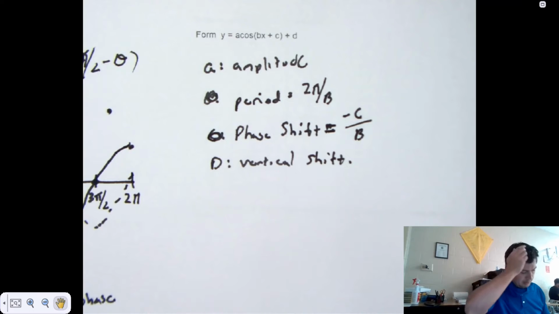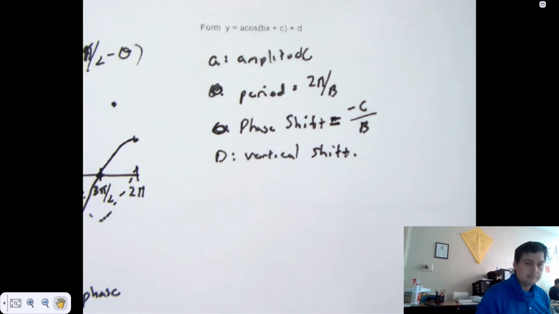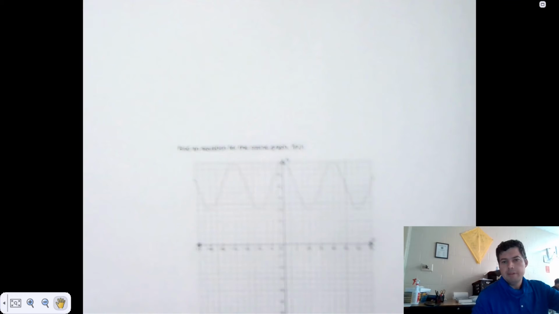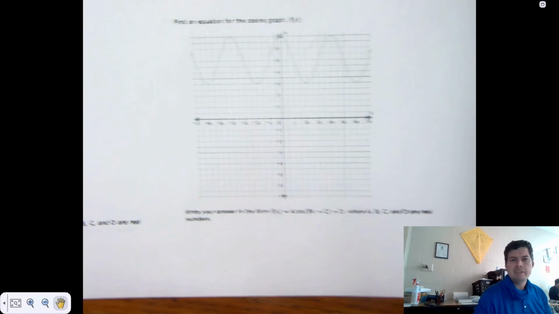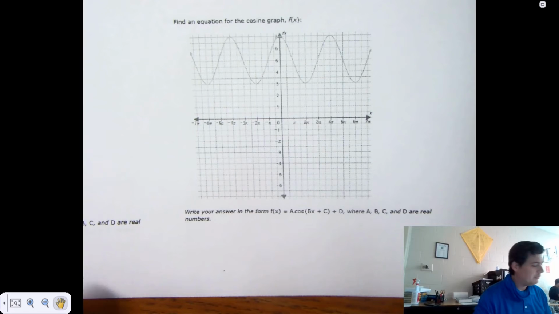I got about 10 minutes here, and I don't want to bore you with the really easy ones because they're boring. This one's kind of boring, but it's got some more going on than the first example. The first example didn't even have a vertical shift. This one does.